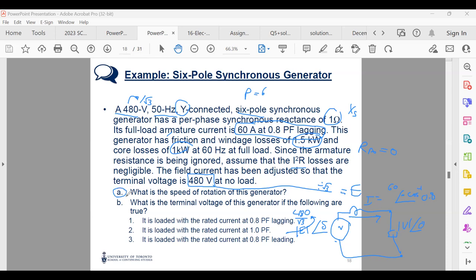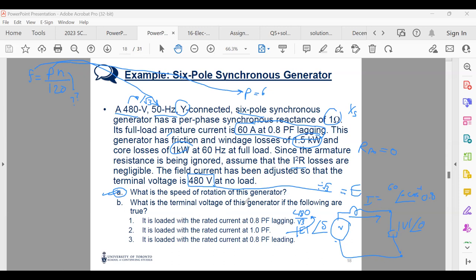So the first one is regarding the speed of rotation, the same as the previous problem. Again, with synchronous machines, this is usually the first question. Even if you check the previous exams, this is almost the first question in almost all of the synchronous machines problems. So frequency equals the number of poles times n over 120, because here we are using the number of poles, not the pole pairs. Speed is what we need. Frequency, let's say it's 50 or 60, so it's given here.